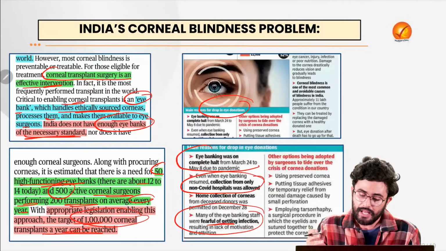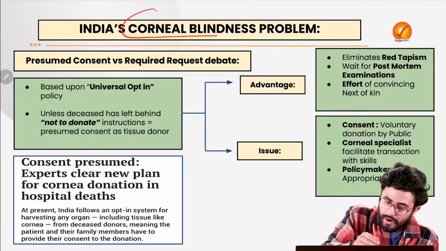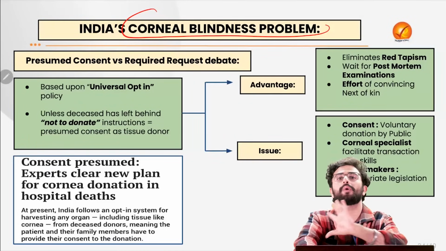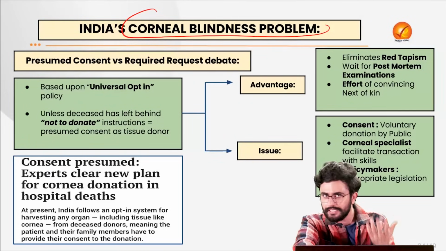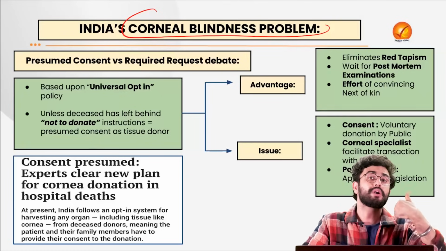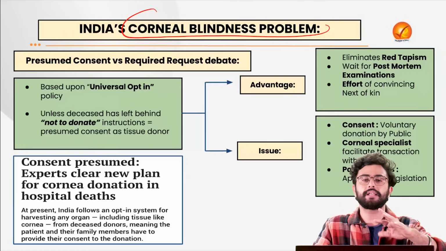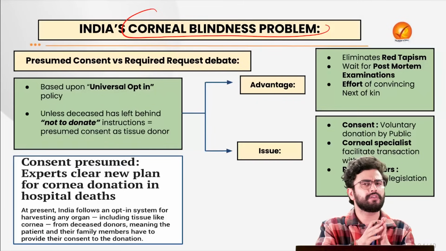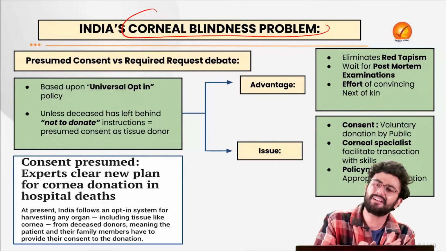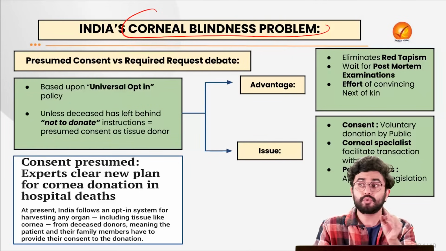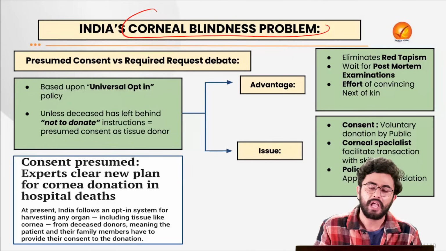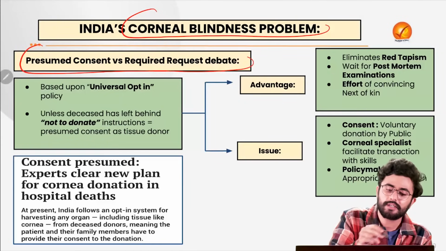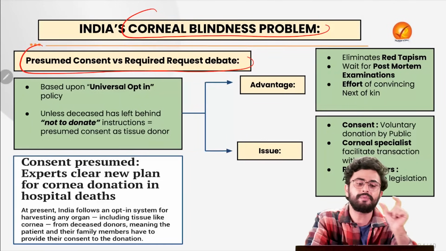So one major issue in our country is that of required request. Required request is basically that unless, for example, I donate my cornea after my death, there will not be availability for the other person. In our country, because of various religious and social taboos and unawareness, many people are hesitant to donate their cornea. So today's article dwells on the concept of presumed consent.